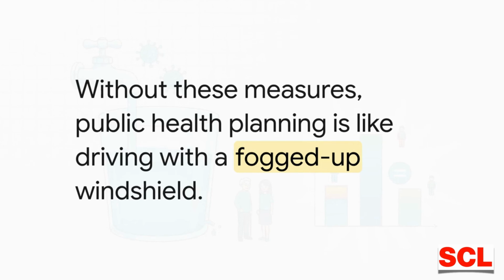Honestly, trying to make big public health decisions without knowing the difference between new and existing cases, it's like trying to drive down a highway with a completely fogged up windshield. You just can't see where you're going. Are we heading into a brand new outbreak? Or do we need to be planning for long-term care for thousands of people? These metrics are what wipe that fog away and give us the clarity we need to act.